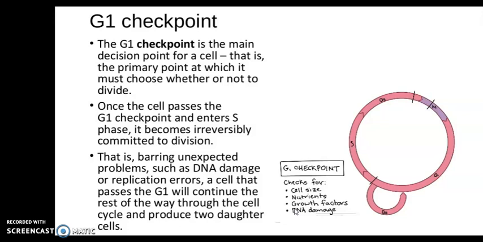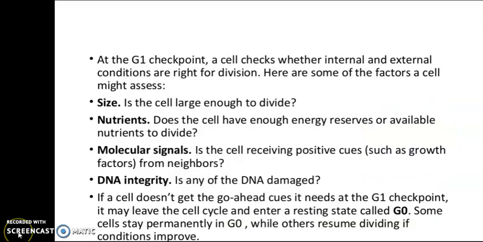Once the cell passes the G1 checkpoint and enters S phase, it becomes irreversibly committed to division. That is, barring unexpected problems such as DNA damage or replication errors, a cell that passes the G1 checkpoint will continue the rest of the way through the cell cycle and produce two daughter cells. At the G1 checkpoint, a cell checks whether internal and external conditions are right for division, and there are some factors a cell might assess.